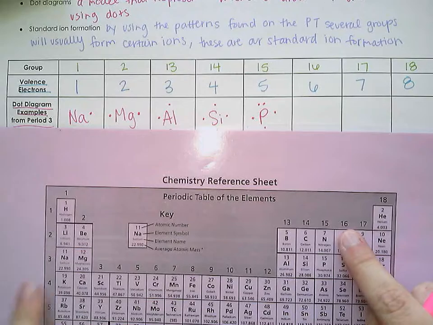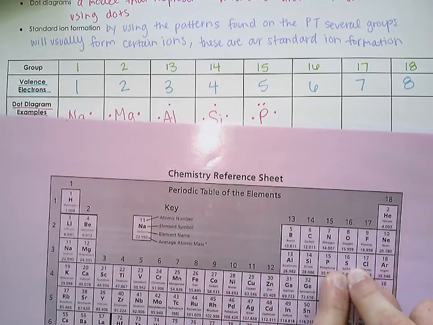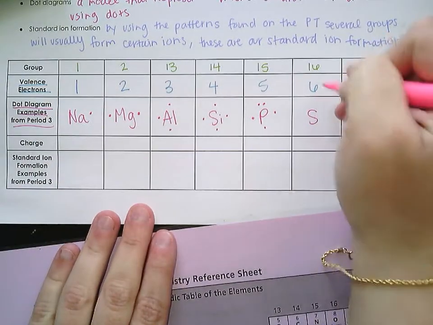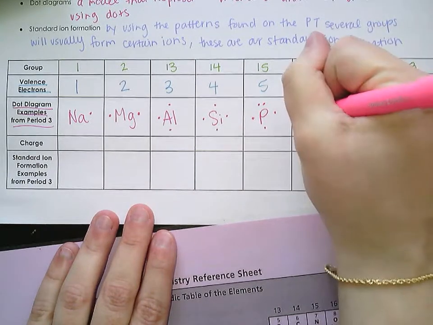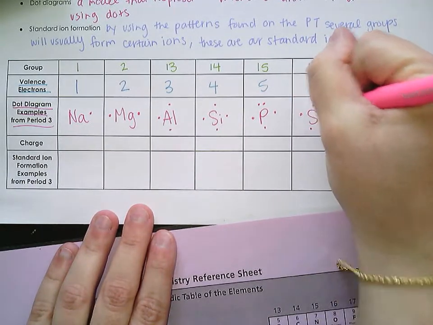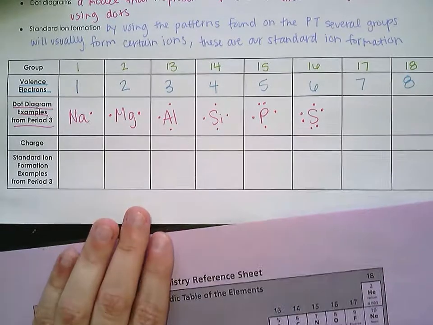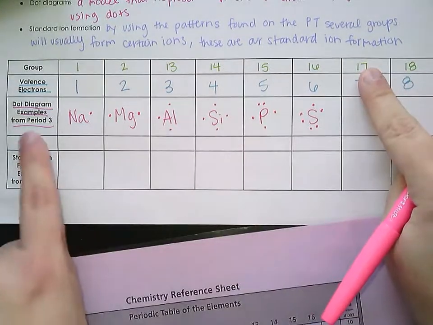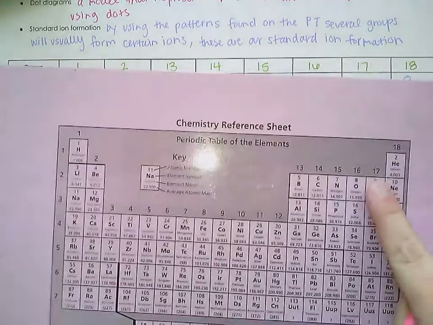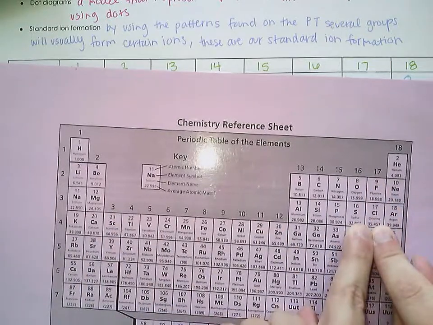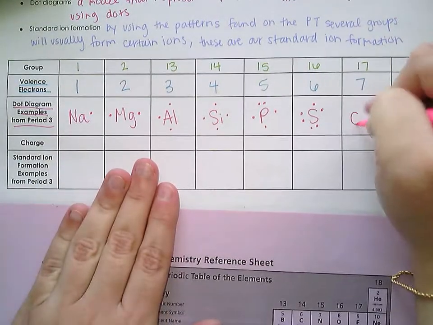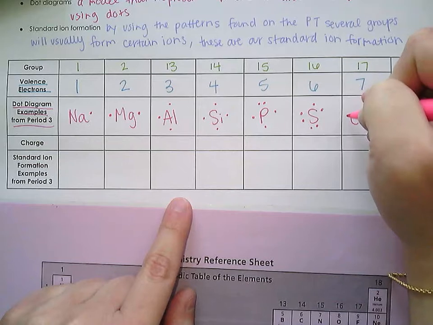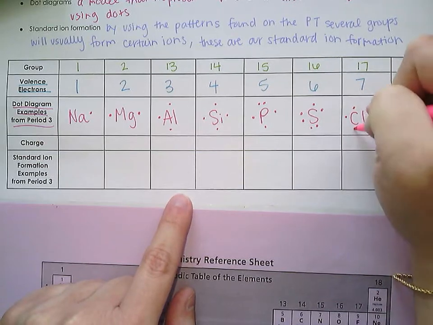Okay. Group 16, period 3, sulfur. It had 6, so we're going to put 6 dots. Okay. Group 17, period 3, we got chlorine. 7 valence electrons, so 1, 2, 3, 4, 5, 6, 7.